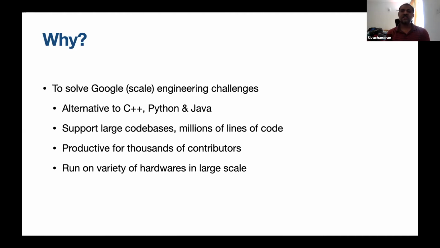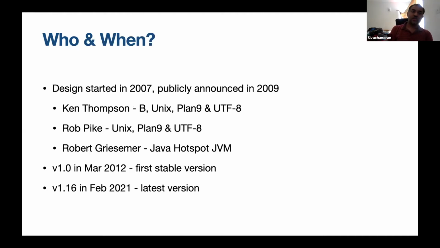To address all this, people at Google, mainly three of them, Ken Thompson, Rob Pike, and Robert Griesemer, each known for their own contribution to the technology world, like the Unix and Plan 9 operating systems and Java HotSpot, got together and started designing a language in 2007, and it was publicly announced in 2009. The very first stable version was released in 2012, and the latest version is 1.16, which was released in February 2021.